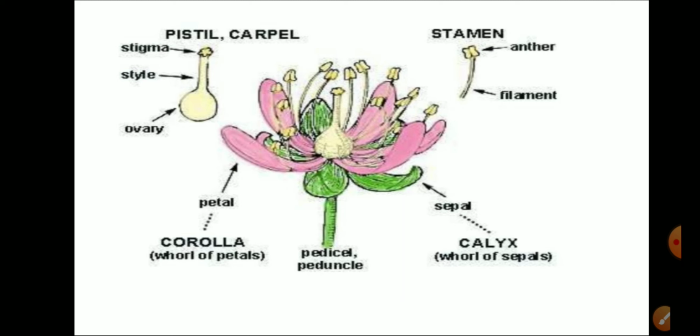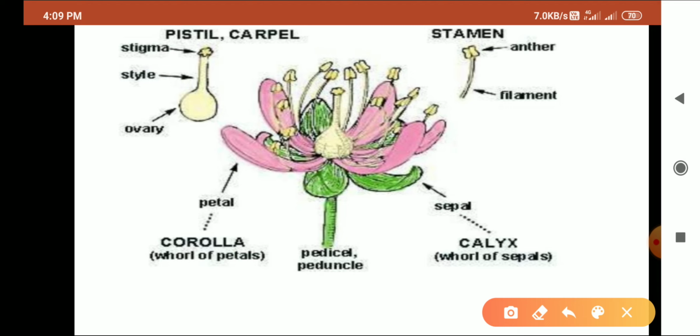Here we have the structure of a typical angiosperm flower, that is a bisexual flower. In this diagram you are able to see the female part of the flower, that is the pistil or carpel, and this is the male part of the flower. The female part is divided into three parts: stigma, style and ovary. The stamen is divided into two parts: anther and filament.